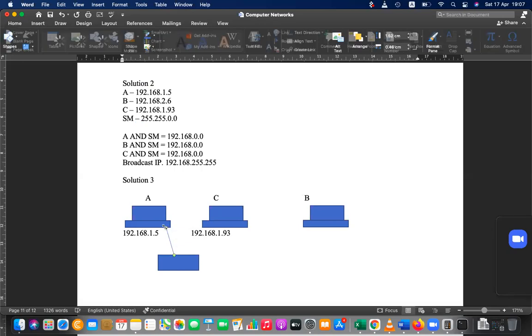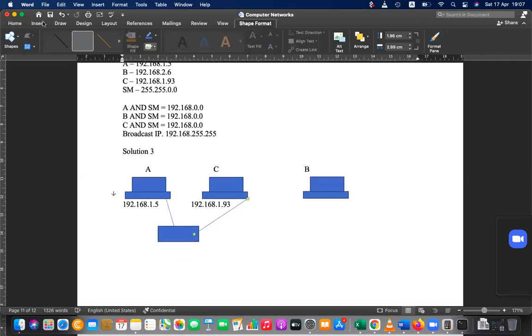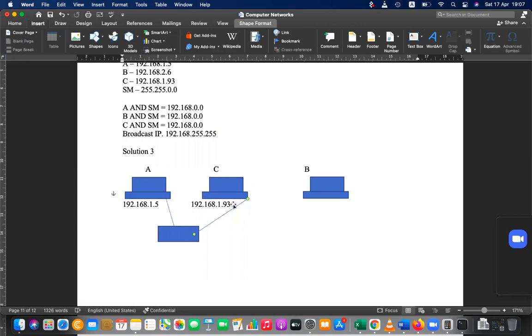This can be connected to the switch. No harm, you can connect. But you need a router to connect from the switch to this one. This is another network. If you are traveling from one network to another network, so this is another network, this is B.